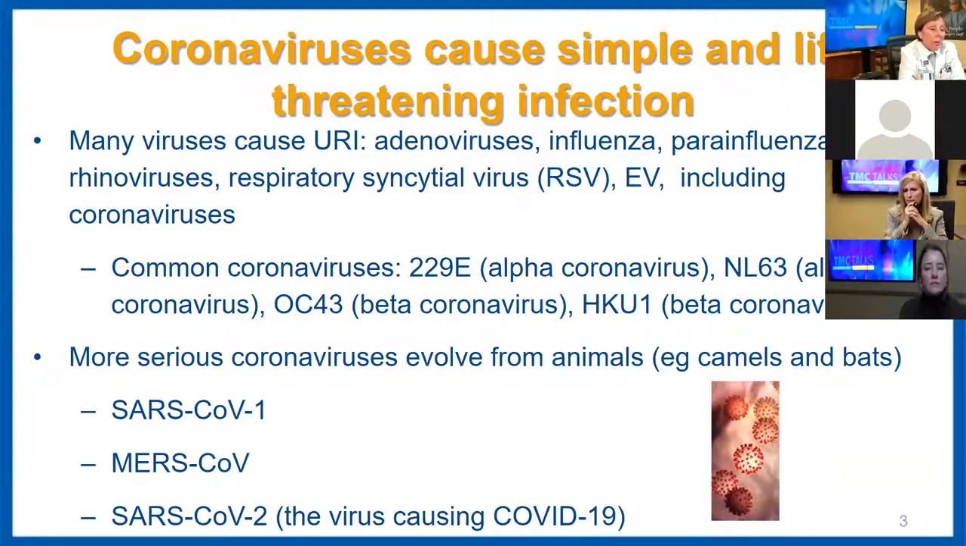So to let you know, there are many viruses that are respiratory viruses, just as SARS-CoV-2 is a respiratory virus. But most of our viruses are simple viruses: adenovirus, influenza, parainfluenza, rhinoviruses, respiratory syncytial virus, enteroviruses, and even human coronaviruses. There are three major common coronaviruses that produce respiratory infection in children and adults. The respiratory infections they produce is generally the common cold, and not what we see with the more serious coronaviruses that have evolved from animals. These include SARS-CoV-1, MERS-CoV, and what we're talking about today, SARS-CoV-2, the virus causing COVID-19. Next slide.